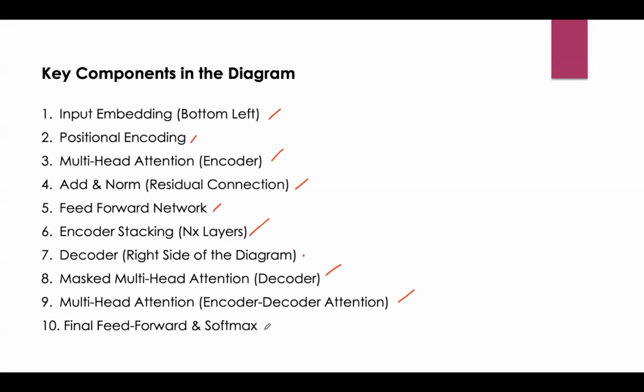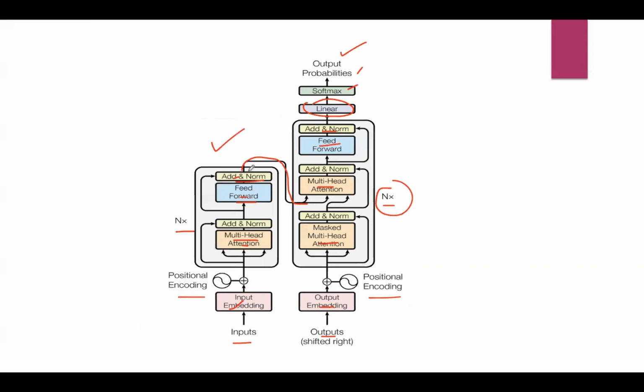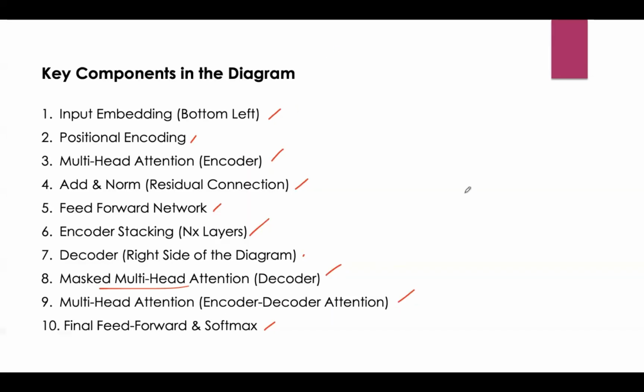And then final feed forward and softmax. Outputs go through the linear layer. You can see this is the output which goes through the linear layer. And the softmax activation here converts them into probabilities over the vocabulary. Let us see all these components in detail with an example.